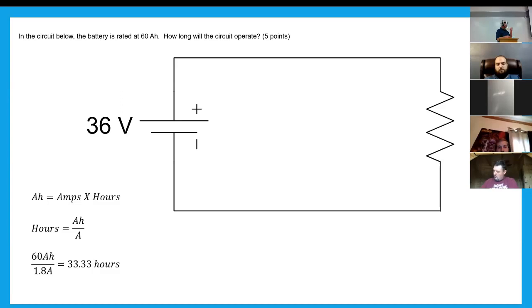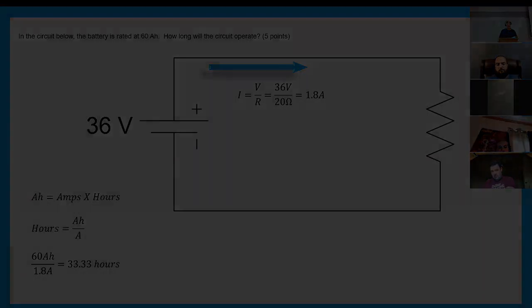This is an amp hour. This is one of those problems we talked about, like how long is this battery going to last? We talked about that before, right? All right, so that's that. Any questions?